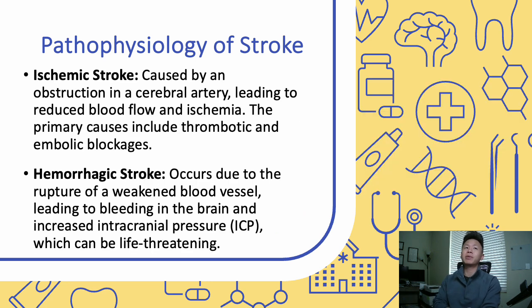Now, ischemic stroke can be caused by a thrombus, embolus, fat, air, or amniotic fluid embolus. A hemorrhagic stroke usually stems from a high blood pressure setting, causing damage to that vessel and that burst.